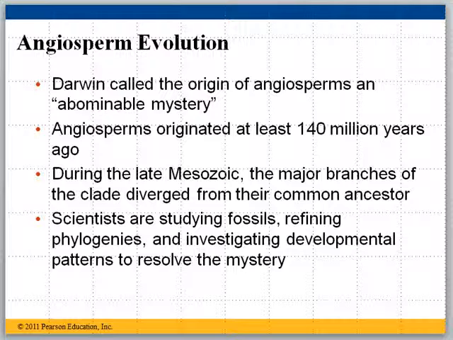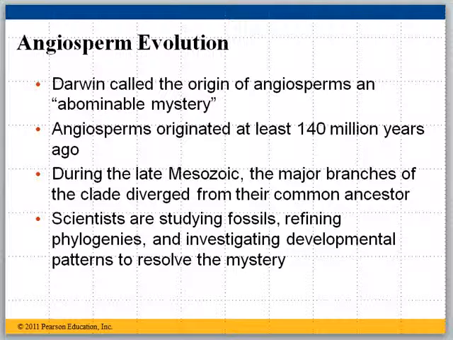During the late Mesozoic, the major branches of the clade diverged from their common ancestors, and so we begin to get quite a variety of these angiosperms during the late Mesozoic, and by the end of the Mesozoic, the angiosperms actually began to take over and become dominant over the gymnosperms that were dominant prior to that time. Scientists are still studying fossils, refining phylogenies, investigating developmental patterns, trying to resolve this mystery of how the angiosperms first evolved and developed, and exactly when they began, and that becomes more clear with the more fossils we find and the further we study molecular and genetic data.